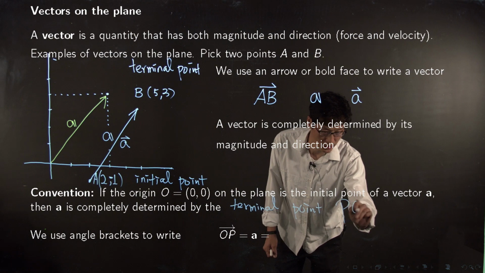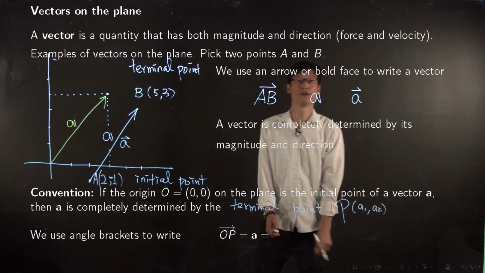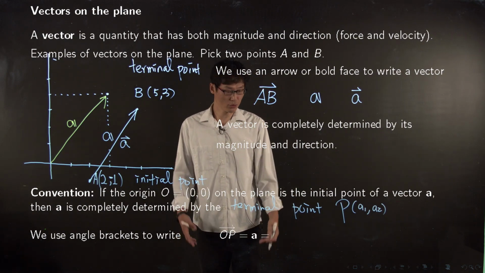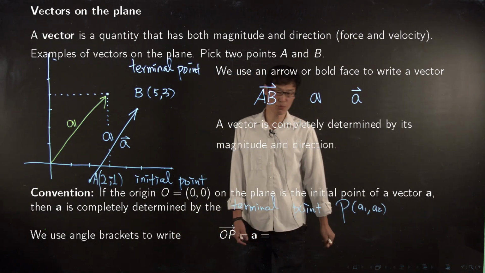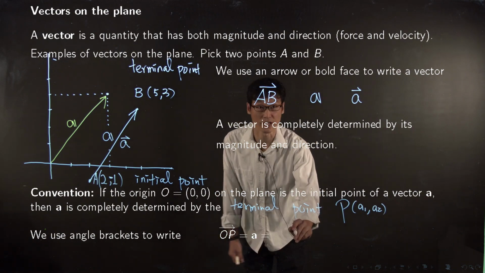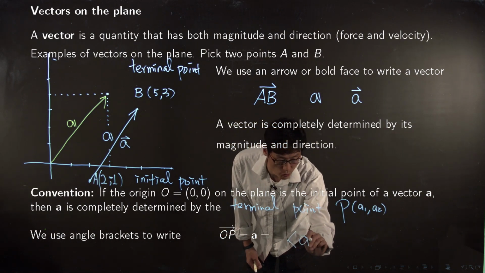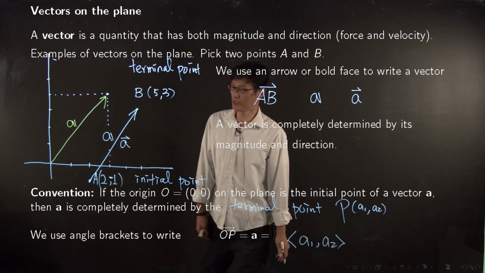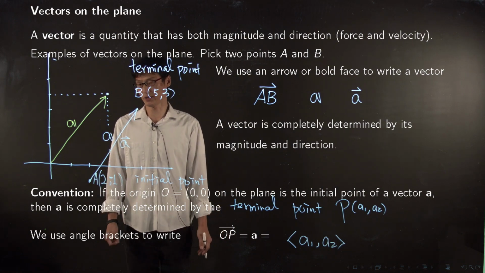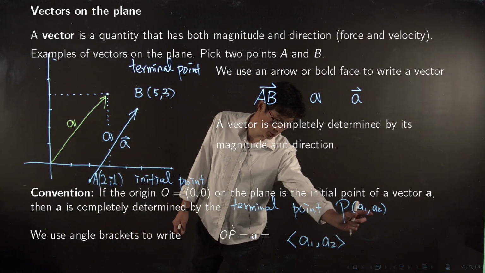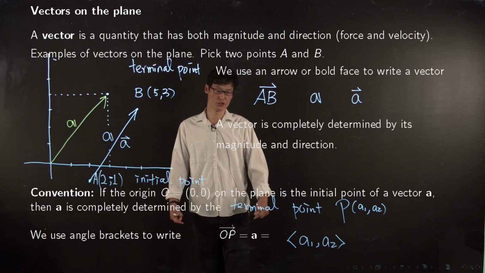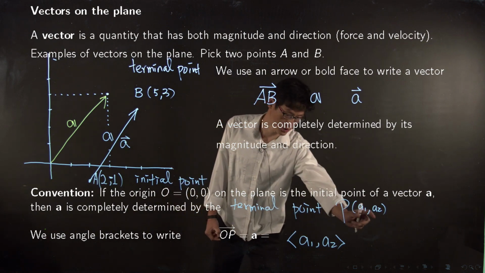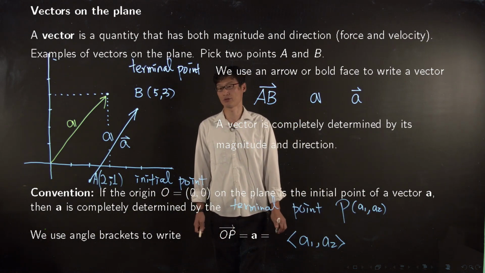Say the terminal point is P, (A1, A2). If we know this terminal point, we can use bracket notation to write this vector as ⟨A1, A2⟩. This is a good way to represent a vector, because once you determine the terminal point, the vector is completely determined, and we use the coordinates of the terminal point to express the vector.